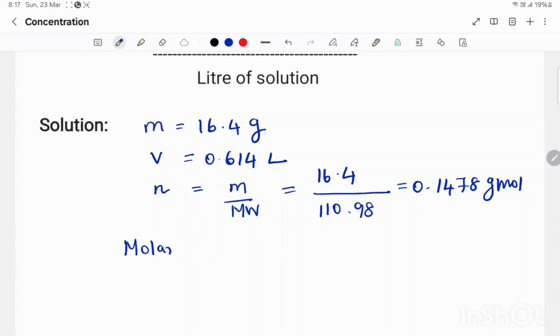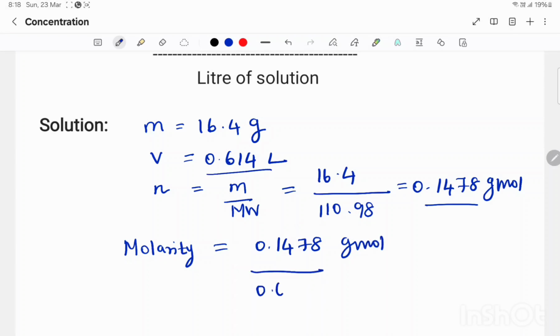Next, let us calculate the molarity. Molarity is equal to number of gram moles of solute, that is 0.1478 gram mole, divided by volume in liters of the solution, that is 0.614 liter. So you will get the answer as 0.241 molarity of calcium chloride.